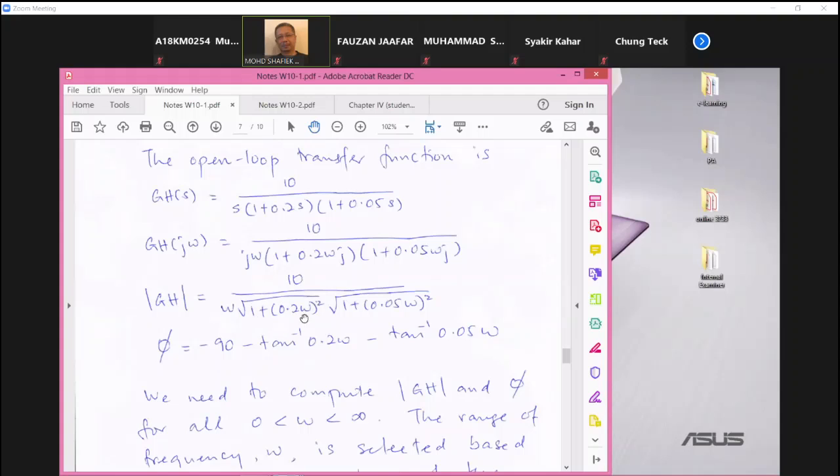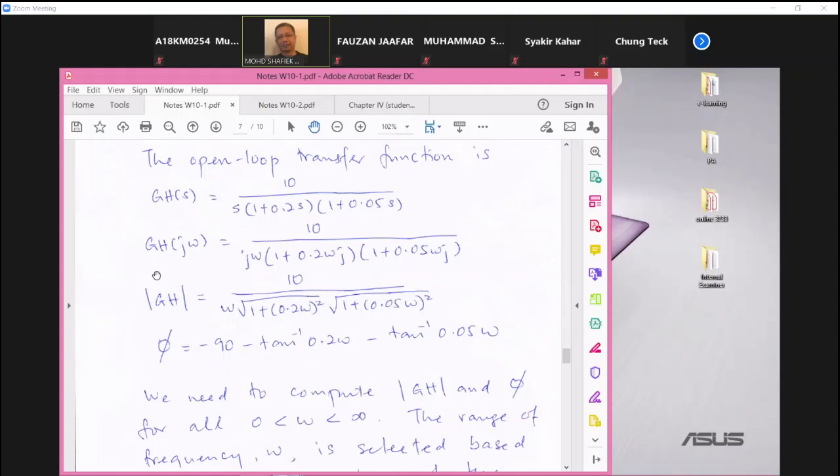You can use arctangent to compute the phase angle of the second term. The negative sign comes from the fact that it's in the denominator. It's the arctangent of the imaginary part divided by the real part. The real part is just 1, so dividing by 1 makes no difference. Now repeat the same thing for the third term. The negative comes from the fact that it's in the denominator. Arctangent of the imaginary part divided by the real part, where the imaginary part is 0.05 omega divided by 1.